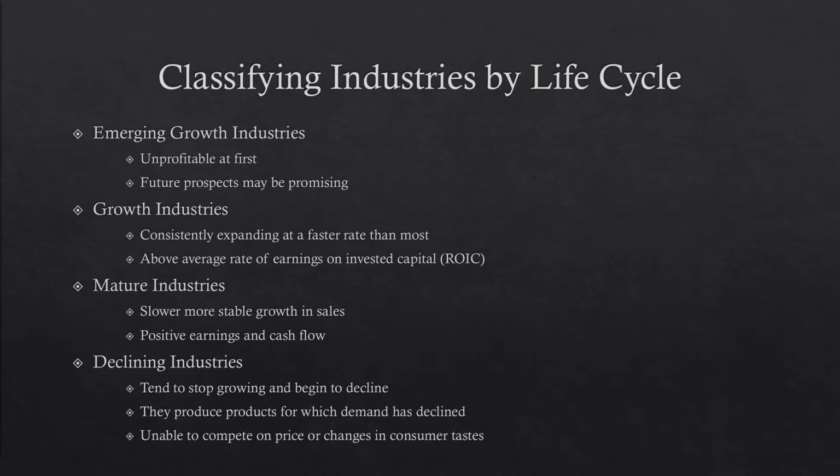We also have declining industries. So this is right at the end of the life cycle. You sort of hit an apex at that mature industry spot, and then you start to become declining industries. So this is companies that tend to stop growing and they do begin to decline. So they produce products for which demand has declined and they are unable to compete on price or changes in consumer tastes. One famous declining industry was the railroad industry, of course. It was overtaken by transport trucks, by cargo on ships and planes, so things like that. So that industry definitely had that decline.